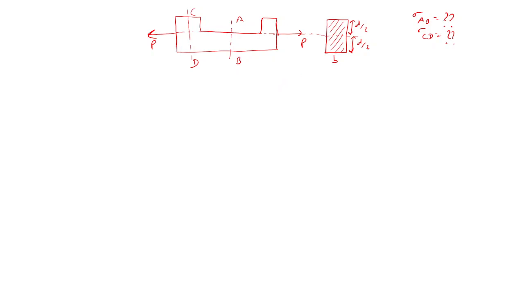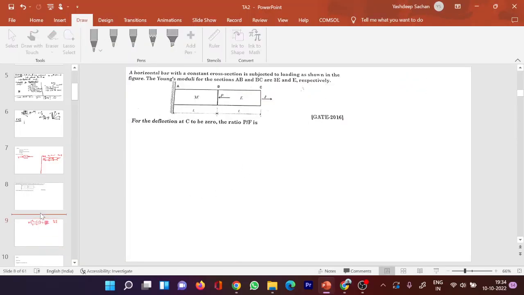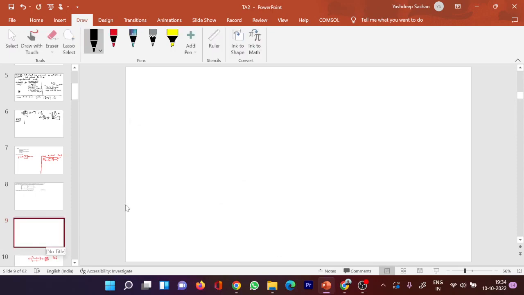Before this I want to tell one more thing. Let's suppose one body is there, this is the center line. One force is passing from here and its cross section area is A. So what would be the stress here? For any cross section, if it is prismatic, sigma would be P by A, right? Yes, sir.